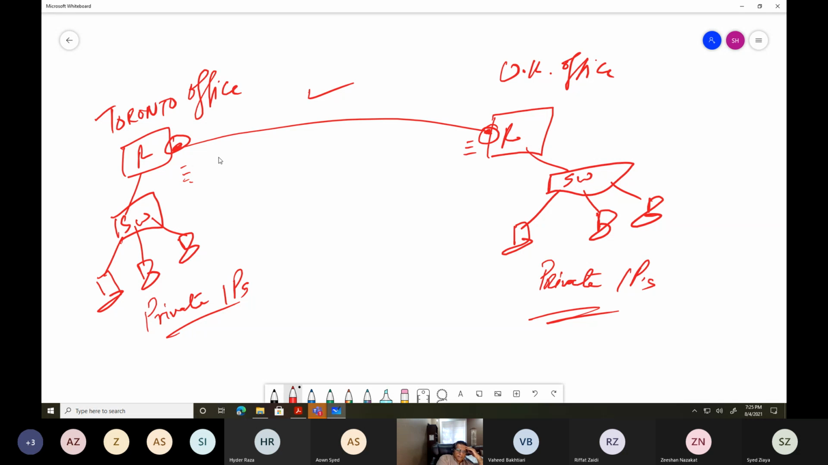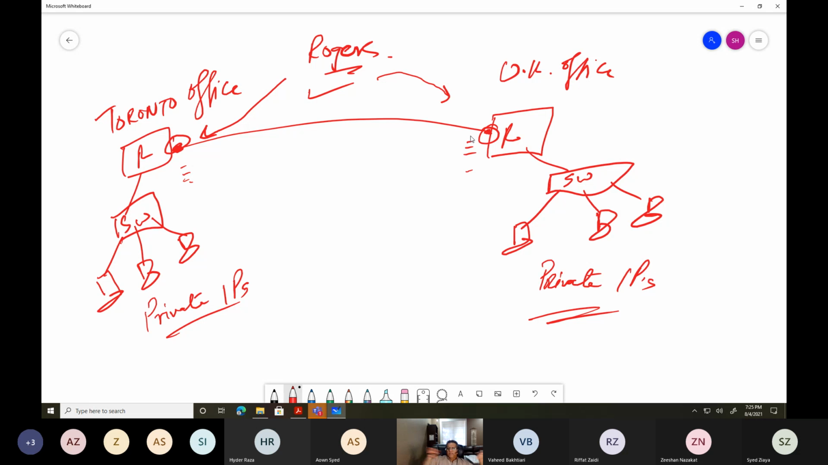Because what happens is, I tell Rogers, okay, I need a connection at this address. They give me a cable connection over here to connect it to my router. Now, does Rogers have a presence in the UK? No, they don't. So they contact a telco in the UK and say, I need a connection over here. This is the address. They give you one connection there.